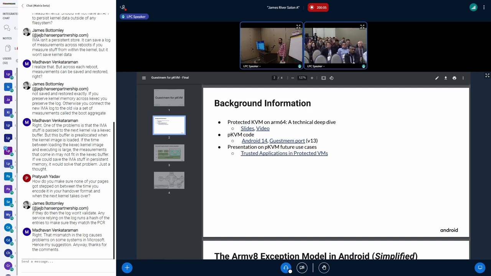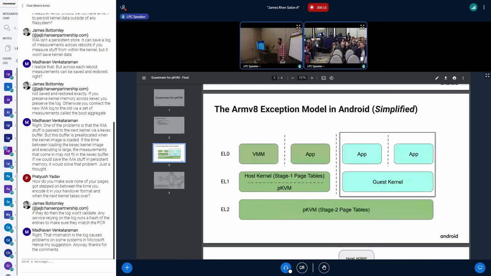And there's another presentation in terms of the future use cases for pKVM. There is just one thing I want to go over in terms of background, which is very important for understanding pKVM. It's the ARMv8 exception model. I think you've probably seen this before. This is a simplified diagram of what it looks like for Android and how we use it in pKVM. In ARM, you have different exception levels.